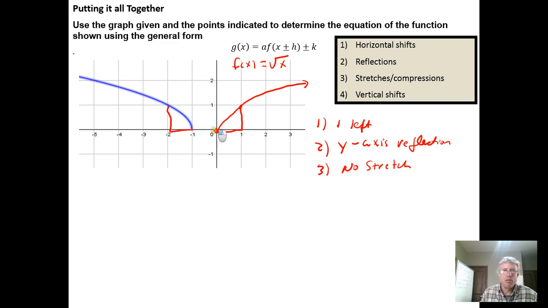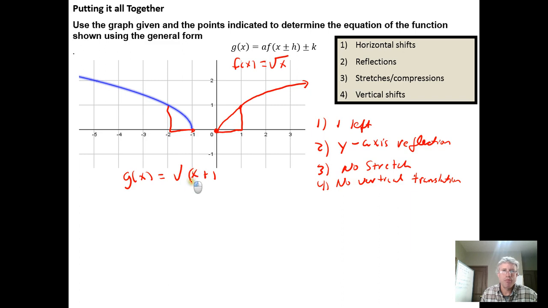And the square root function started on the x-axis. It looks like it's still starting on the x-axis, so it looks like there's no vertical translation. And so to get the function, I'll get g of x equals, it looked like it was the square root function, shifted 1 to the left, so that's plus 1.